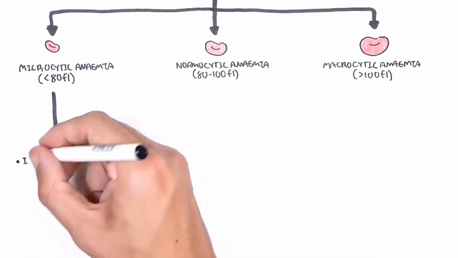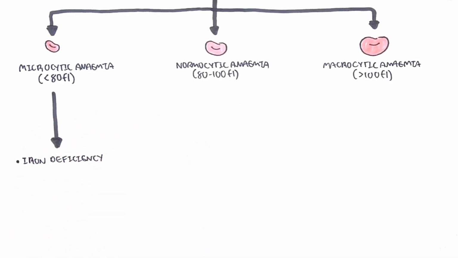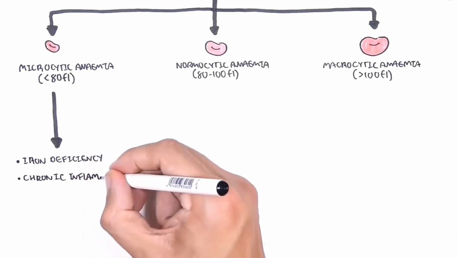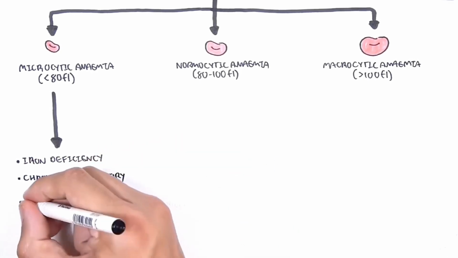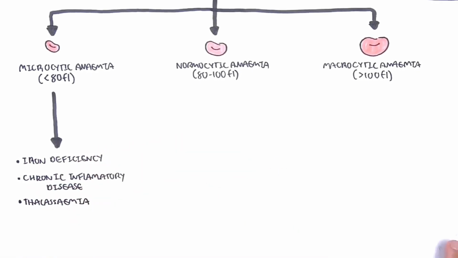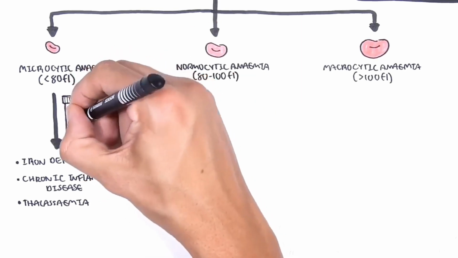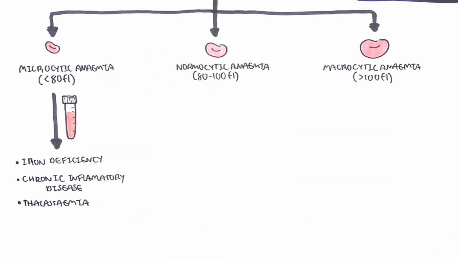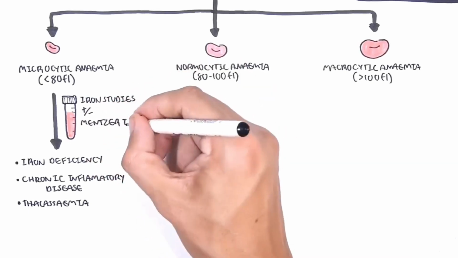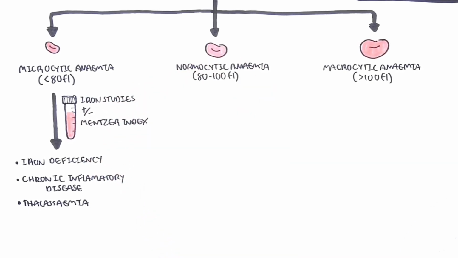Causes of microcytic anemia include iron deficiency, chronic inflammatory disease, and thalassemia. Investigations that should be performed in this context include iron studies, and then calculating the Mentzer index, which is helpful in differentiating iron deficiency anemia from beta thalassemia.